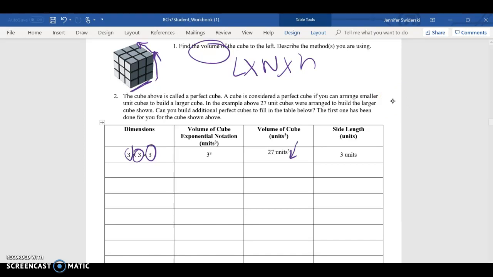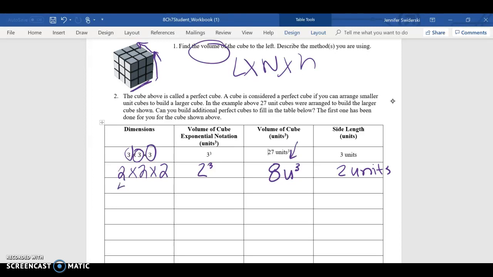What if I had a figure that was a 2 by 2 by 2? Well, I can write that as 2 cubed, and 2 times 2 times 2 is 8 units cubed. Notice how it is not 6. 2 cubed is 2 times 2, which is 4, 4 times 2, which is 8. So what's my side length? Well, my side length will be 2 units.